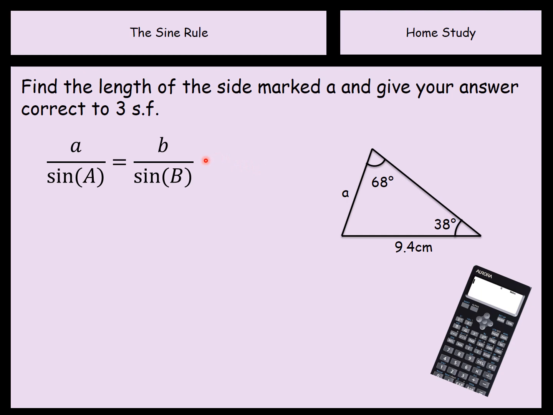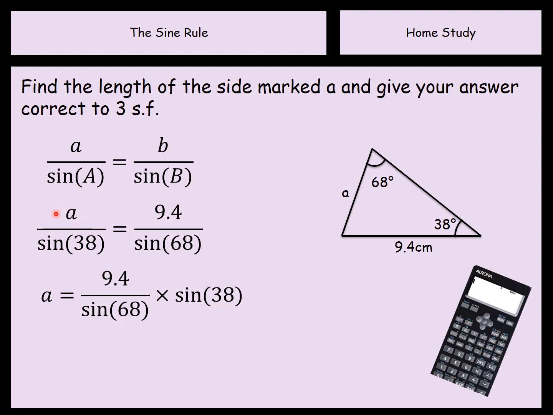We're not going to write all three parts. We're just going to do the A and the B bit. So then we can start to substitute in our numbers. So our a stays as a. The thing that's opposite it is sine 38. Now you'll remember that sine 38 is just a number on our calculator. And b is 9.4, and the angle opposite is sine 68. And again, you'll see all of these are using sine. This is because it's the sine rule.